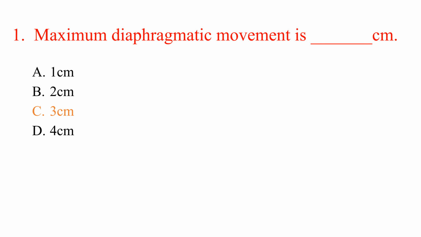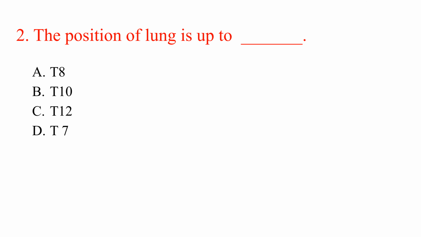Let's see the second. The position of lung is up to dash. A. T8, B. T10, C. T12, D. T7. So the answer is B, that means T10.